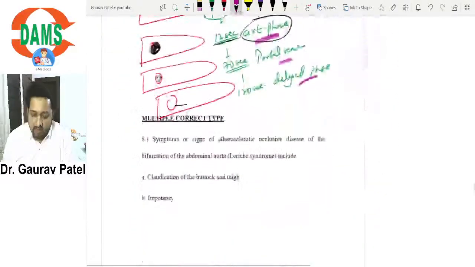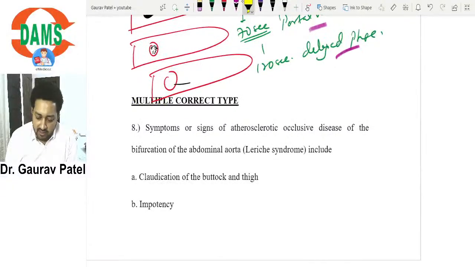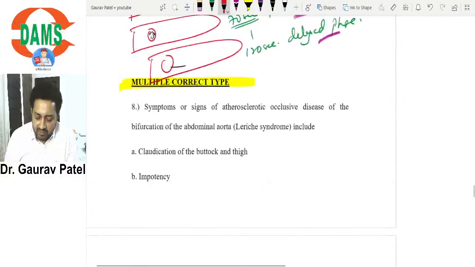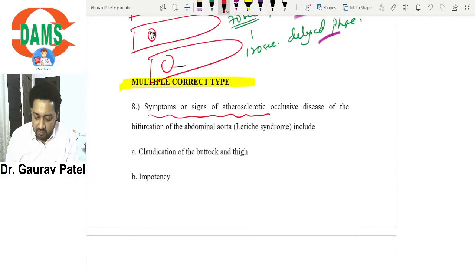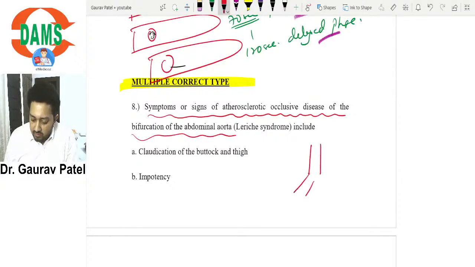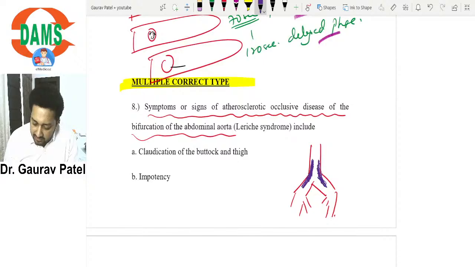Okay, now let's see some multiple correct type. These days in INICET, you are getting these questions also. This is a very easy question for you. Symptoms or signs of atherosclerotic occlusive disease of the bifurcation of the abdominal aorta. Leriche syndrome includes. Okay, Leriche syndrome means when there is occlusion at the aortoiliac, you can call it a saddle thrombus at the aortic bifurcation.